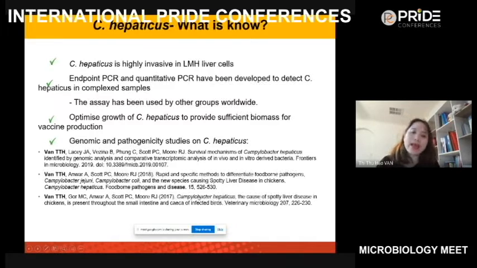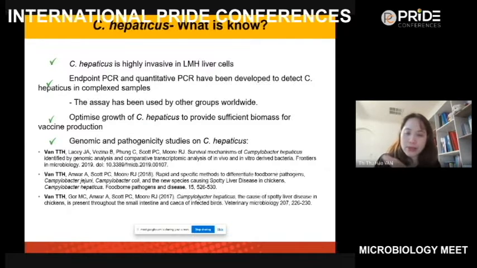And then we also have the endpoint PCR to detect this bacteria. We also optimized the growth of C. hepaticus, but I'm going to show that later. And we also do genomics and pathogenicity studies of hepaticus.